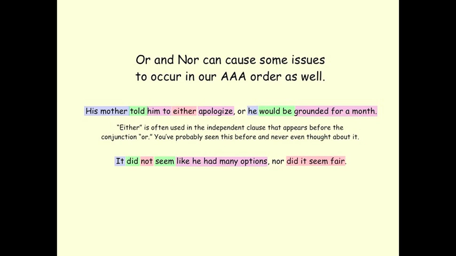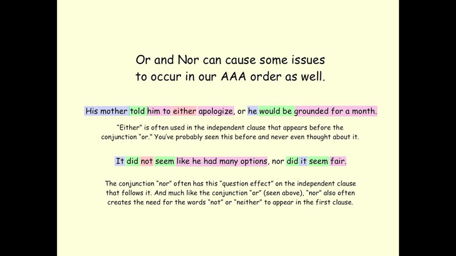In this case, the actor interrupts the action. The actor is it, and the action is an action phrase, did seem, and how did it seem? Fair. But you wouldn't say, it did not seem like you had many options, nor it did seem fair. We naturally invert that second independent clause. Just be aware that that's what's happening. It's kind of creating this question effect.